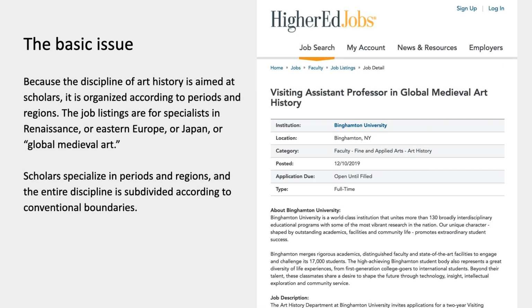Because the discipline of art history is aimed mostly at scholars and university students in general, the discipline itself is organized according to periods and regions. This is just an example of a job listing: visiting assistant professor in global medieval art history. Usually the ads are for specialists in Renaissance or Eastern Europe, Japan, different periods, in other words, in different parts of the world. So that's the way that art history is organized professionally, and it leads to art historians researching in these different periods and regions.